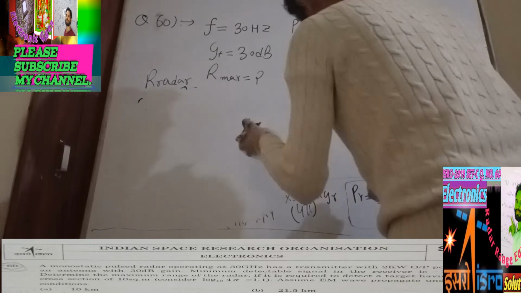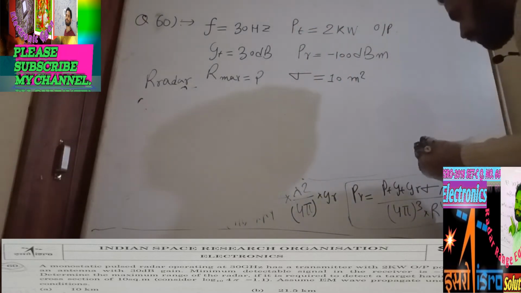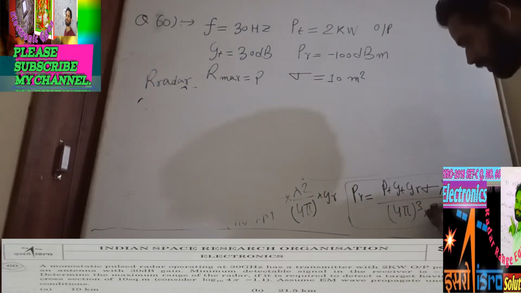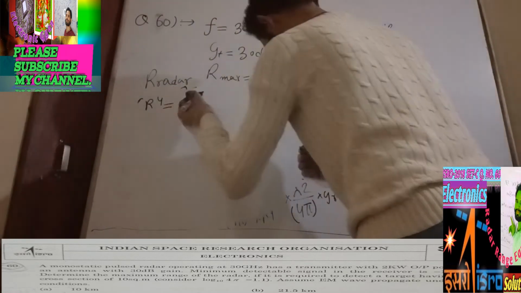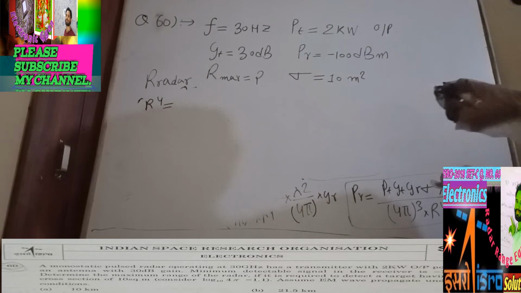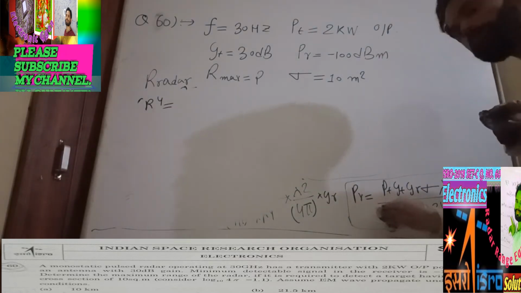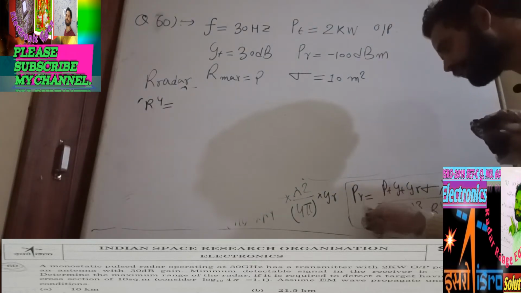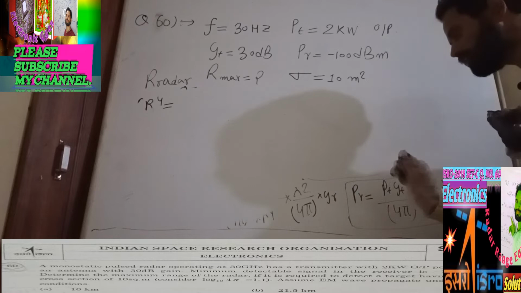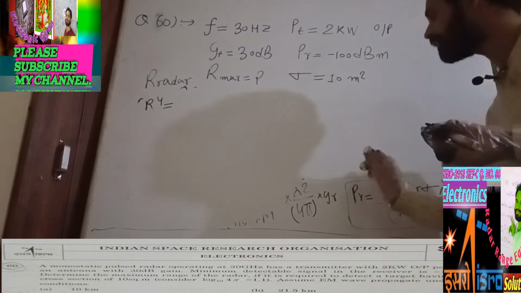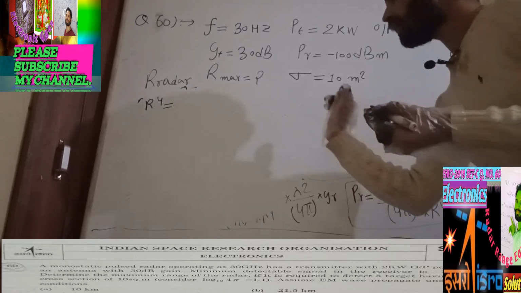See, let us put in all these values. So this is what? R to the power 4. R to the power 4 is equal to what? This is P received power. P received power is what? The minimum detectable signal, which is the echo signal. Okay, this P received power is nothing but the minimum detectable signal, which is the echo signal reflected by the target.